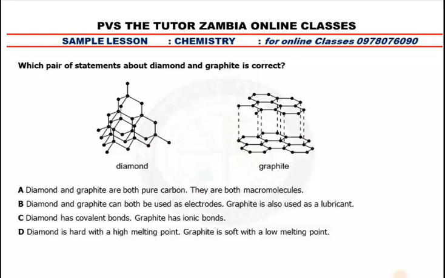Come here. Let's answer this question together. Alright. So this question says, which pair of statements about diamond and graphite is correct? So I can pause the video and you try to answer the question.